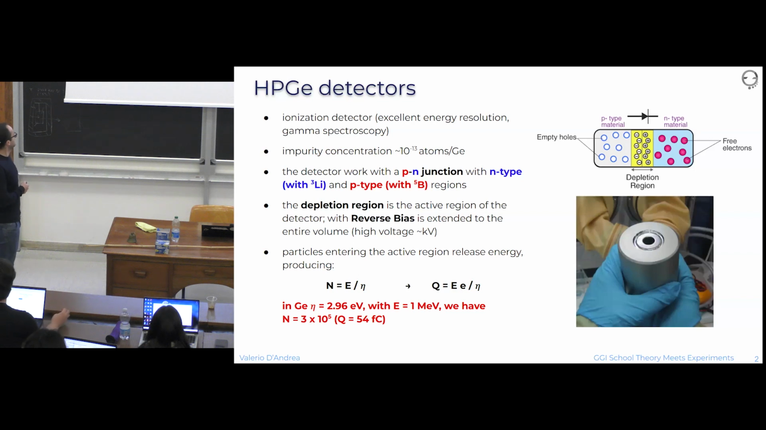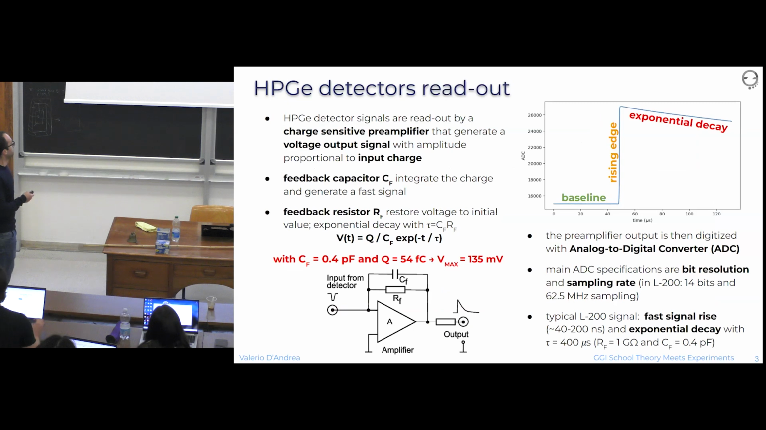If you convert this number into charge, you get 54 femtocoulomb. This means that you have an energy of this size, which is more or less the energy range where we are interested for the double beta decay, and you get this small charge of 54 femtocoulomb. You can do the conversion just by using this simple formula. I don't know if you have some question on this already. Otherwise, I move to what? Yes.